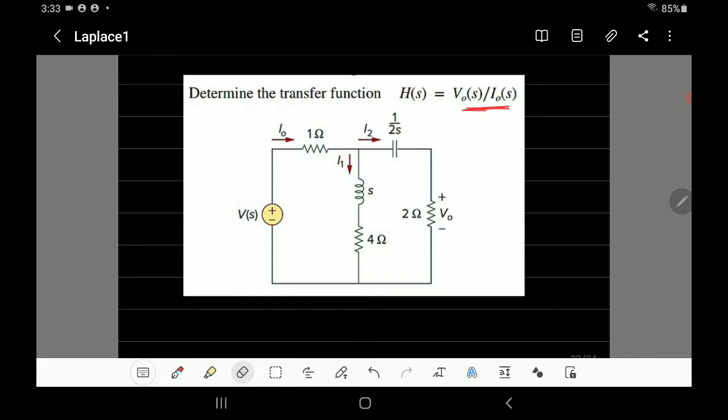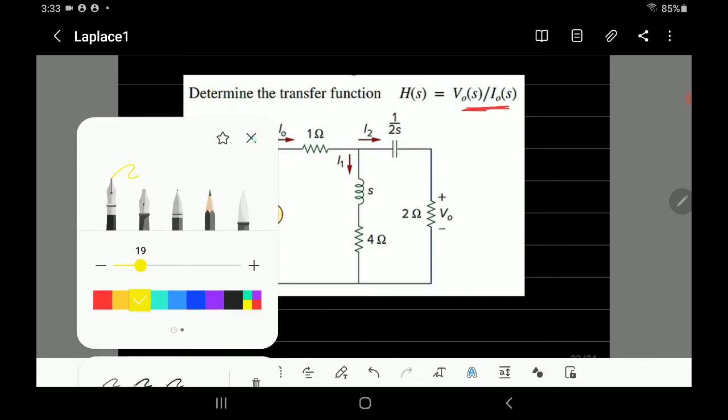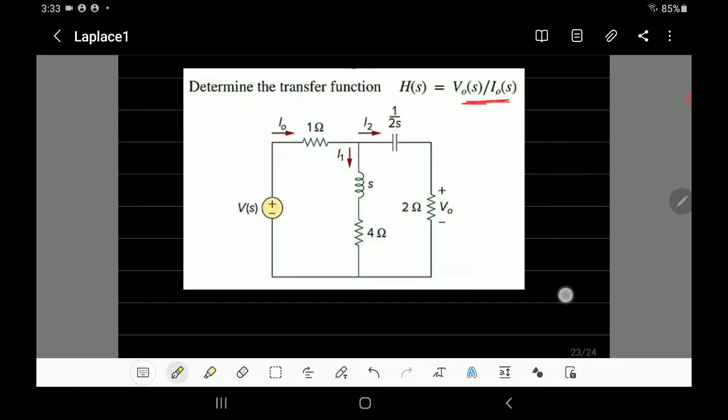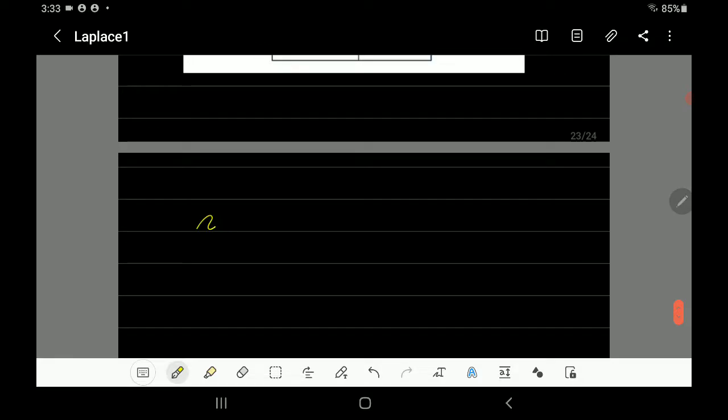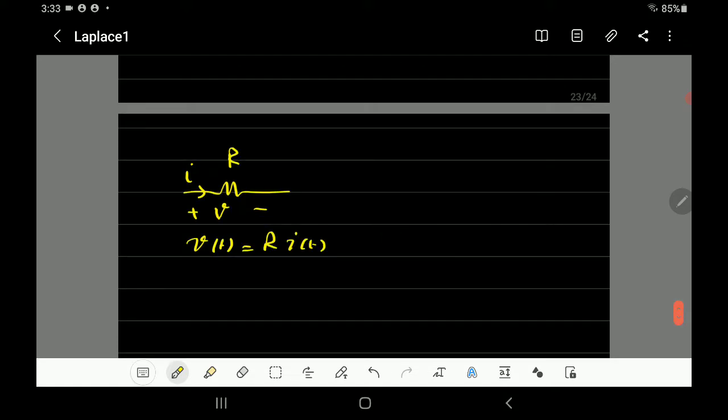How will we do that? Let me just refresh your memory about the elements of an electric circuit. When you have a resistor R, the relationship between the voltage across the resistor and the current is v(t) = R i(t). If you convert this to Laplace, there's no change. So the resistance is still the same, R.